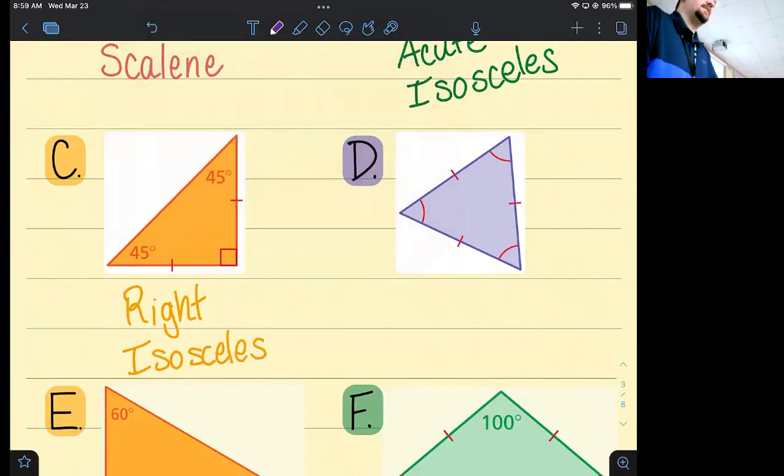The next one, do you see any angles that are right or obtuse? No, so it's acute. If they're all 3 acute, then you can say it's an acute triangle. How many sides are the same? All of them. So what do we call a triangle with 3 congruent sides? Equilateral.